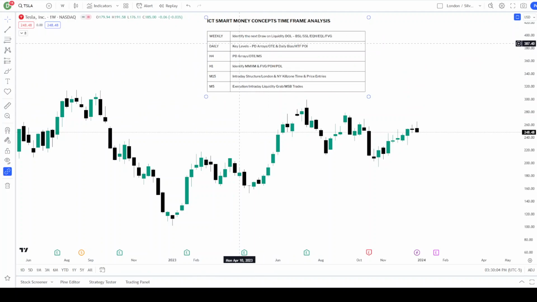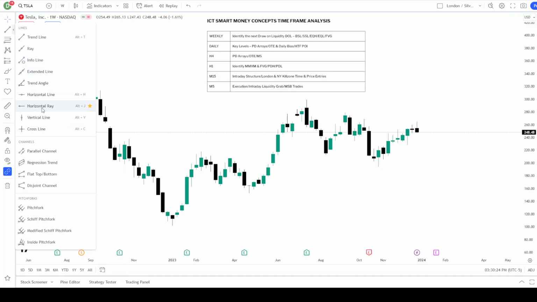The first thing we're doing is we're looking for the next draw on liquidity. So draw on liquidity is going to be your next move to a major swing high or a major swing low on the weekly time frame. And some of the things that we look for is buy side liquidity, sell side liquidity, equal highs, equal lows, and fair value gaps as being those draws on liquidity.